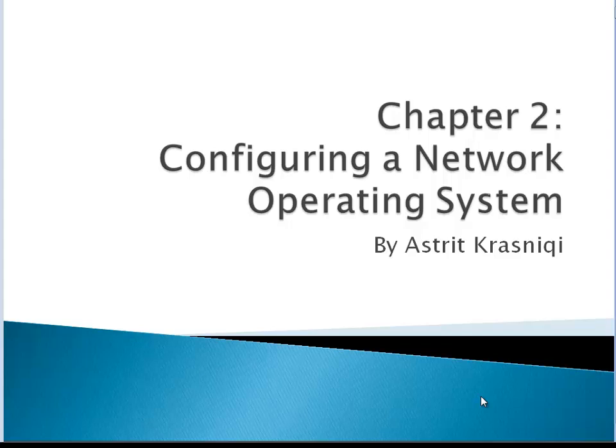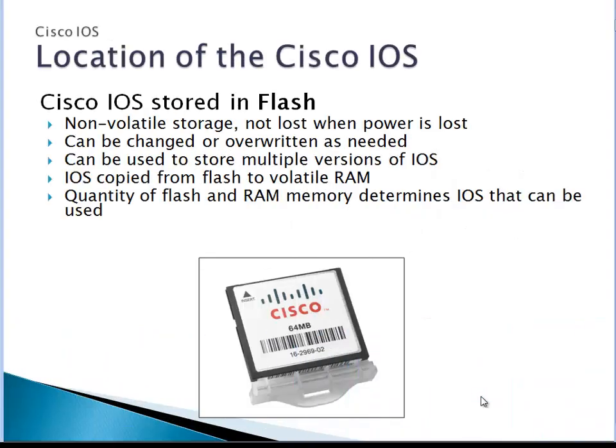Today we will be talking about Chapter 2, Configuring a Network Operating System, by me, Astrid Krasniqi. Okay, in this chapter we will be discussing how to configure a basic operating system. Now, Cisco's operating system is called Internetwork Operating System, or IOS for short. This operating system is stored in something called flash.